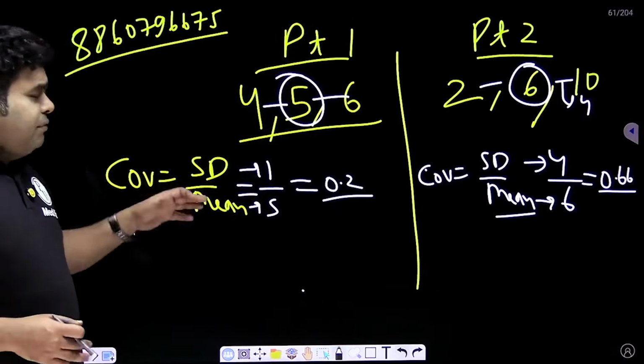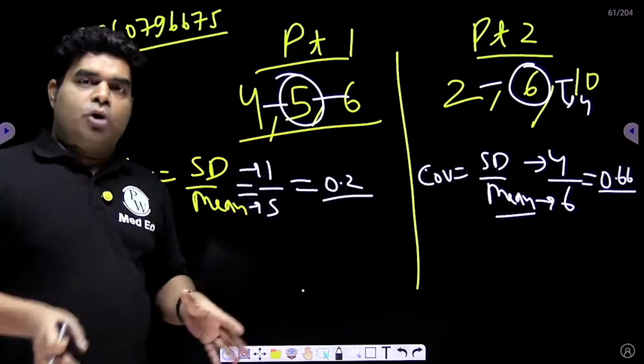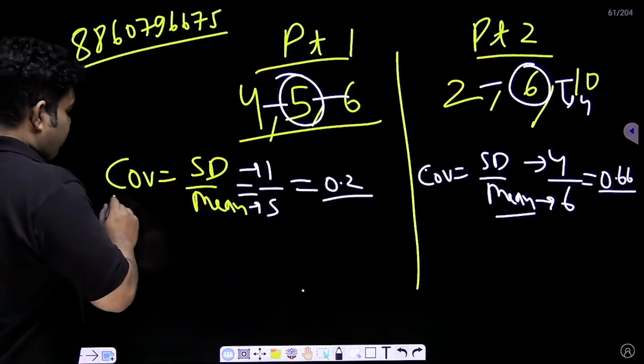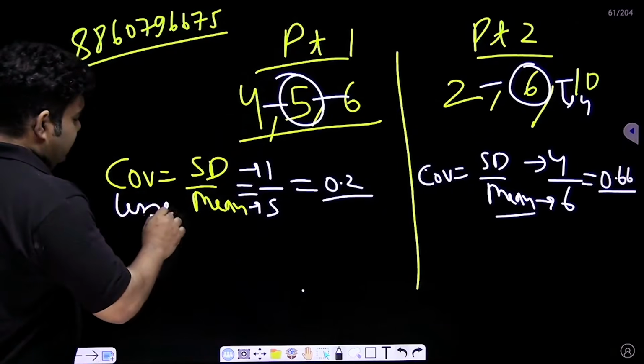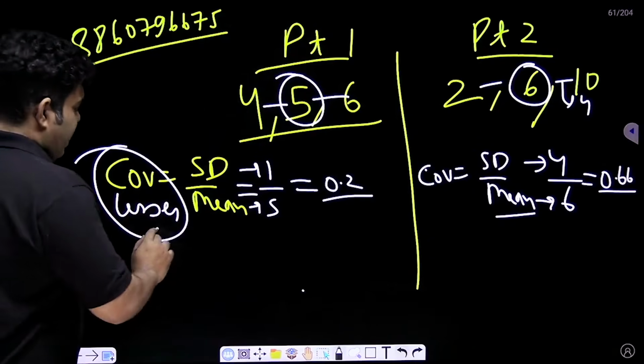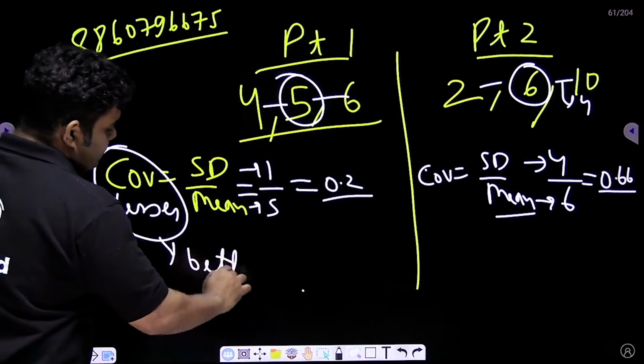Remember, if the dispersion is more, data is of poor quality. So if the coefficient of variance is lesser, the data is of better quality.